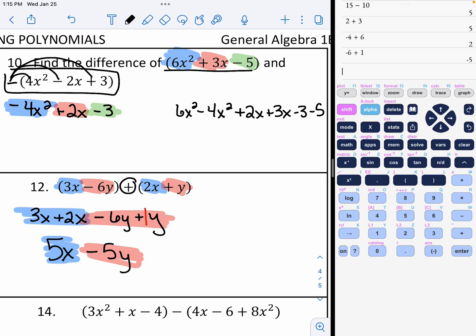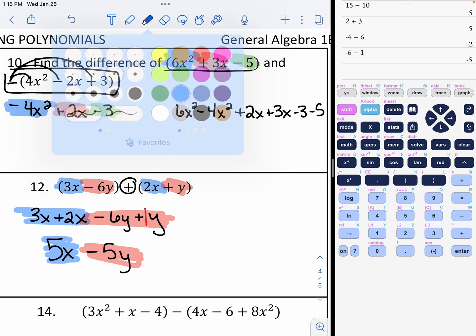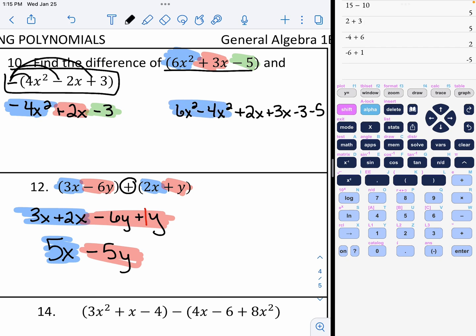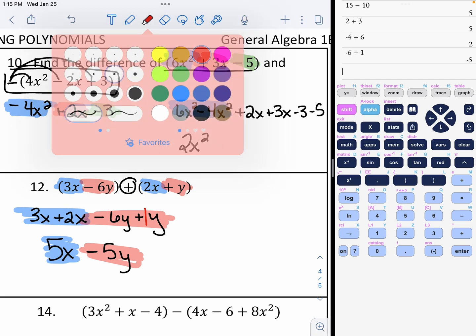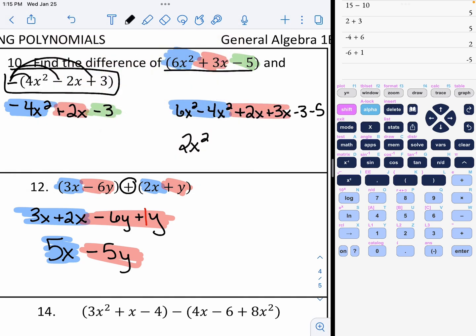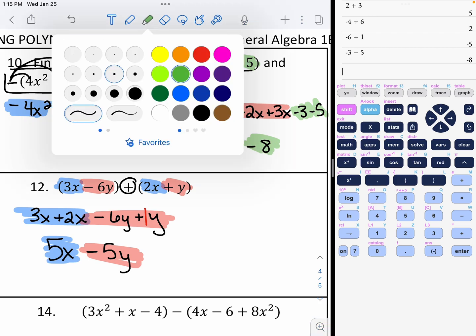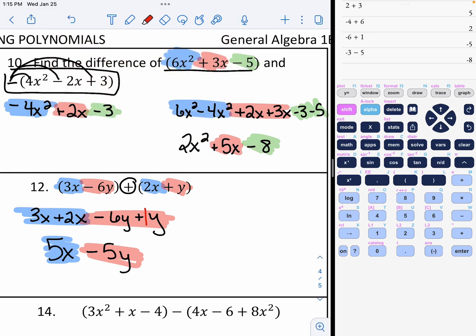And now I need to combine my like terms. So let's see, the blue ones. Let's finish strong. There's going to be 2x squared. 6 take away 4 is 2x squared. These make 5x squared. 2 plus 3. And last, use the calculator if you're not sure, please. -3 take away 5 is -8. So you can see the green became a -8, the red became a +5, and the blue became a 2x squared.